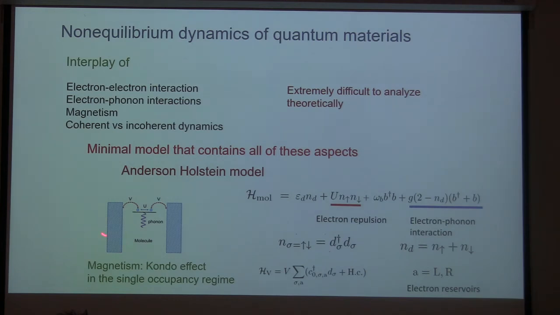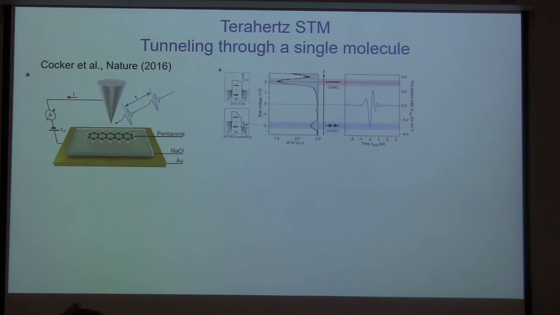Okay, so this is exactly our model. We have one site, which you can think of, as we'll see physically for the specific experiment that we discuss, as a level in a molecule, or it can be a quantum dot. We introduce strong repulsion between electrons on this dot, and then we also assume that there are phonons which couple to the number of electrons on this dot.